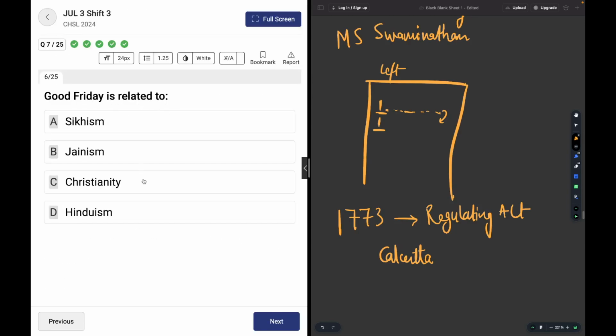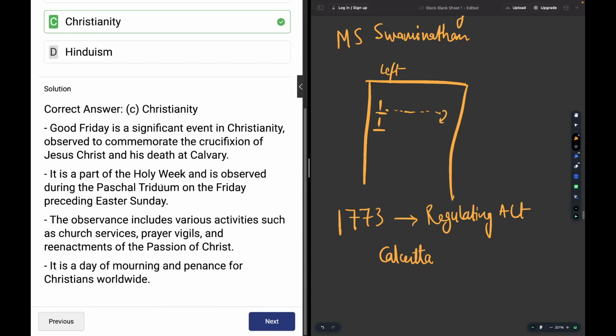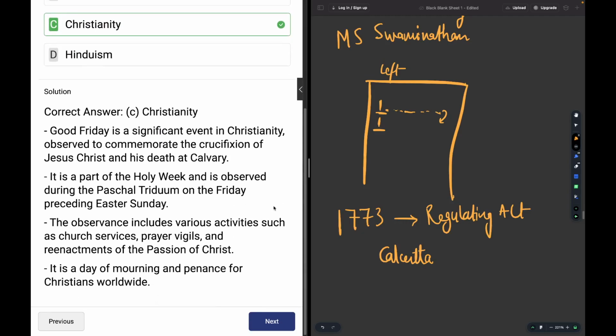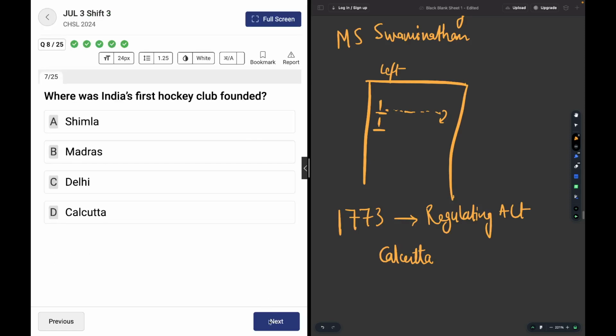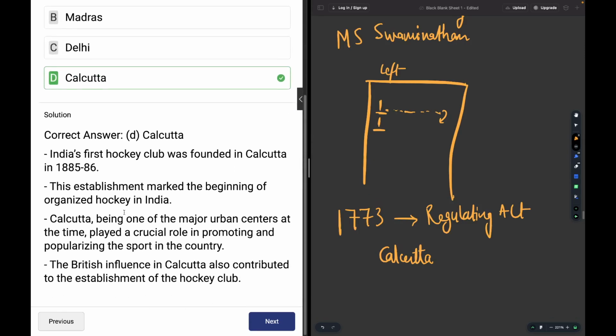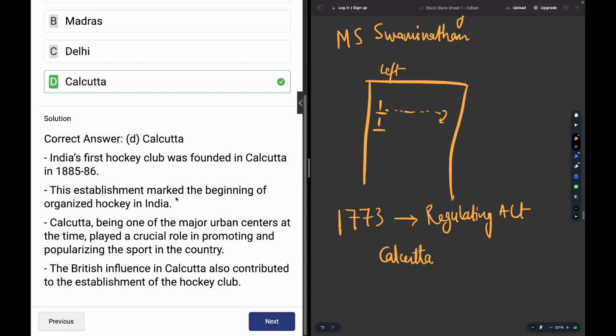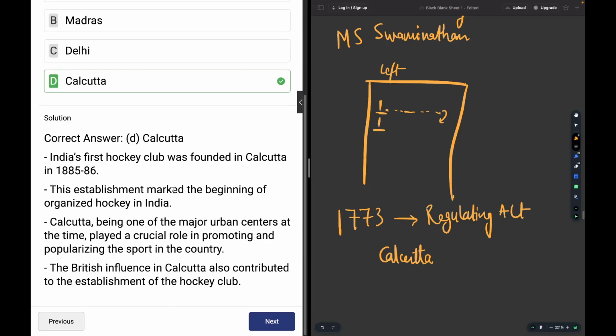Good Friday is related to Christianity. You may read a little about it over here. Good Friday is a significant event in Christianity observed to commemorate the crucifixion of Jesus Christ and his death at the cross of Calvary. Okay, moving on. Where was India's first hockey club founded? The answer is Calcutta. Most of the sports were founded here, like even football. The first football club was also founded in Calcutta.